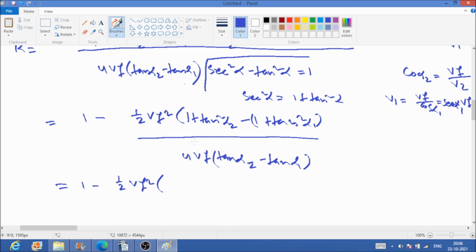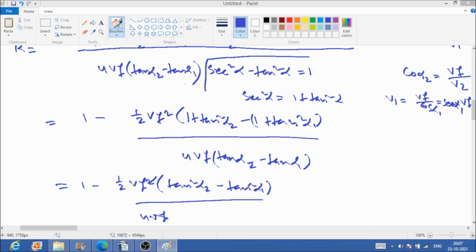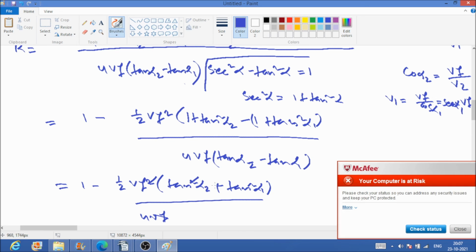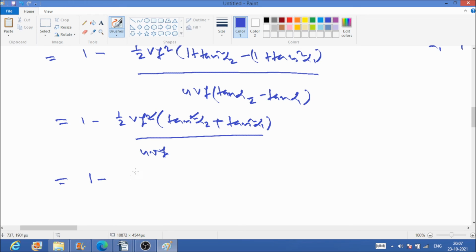tan square alpha 2 minus tan square alpha 1 divided by u Vf. So Vf and this will get cancelled out. Here you see tan square a square minus b square, so a plus b and a minus b will be there. Okay, so this will get cancelled out. I am not writing it down, write it once again: 1 minus 1 by 2 u tan alpha 2 plus tan alpha 1. So this is an expression for R.